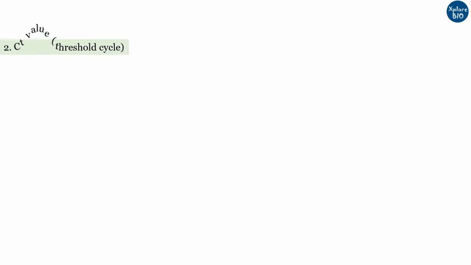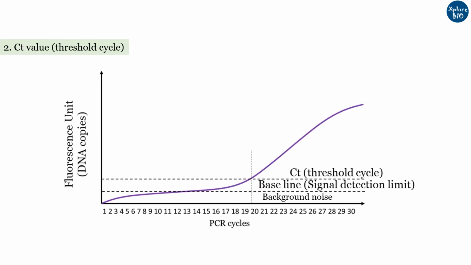The number two is CT value or threshold cycle. Here you must know about the baseline too. During initial PCR cycles, the fluorescence signal is too weak to be detected appropriately. Baseline is the limit after which the fluorescence signal gets detected by the machine as a true signal. CT value or the threshold cycle is the PCR cycle at which the fluorescence signal is measured as significant for analysis. This can be adjusted by the user.